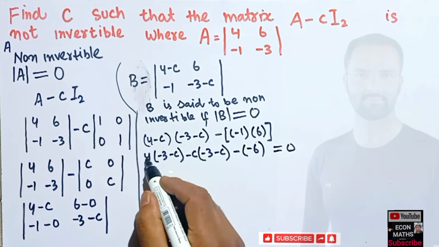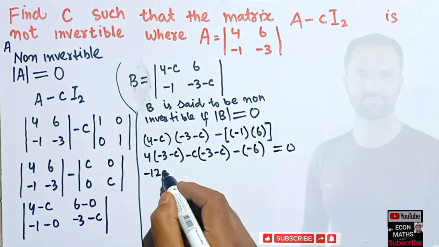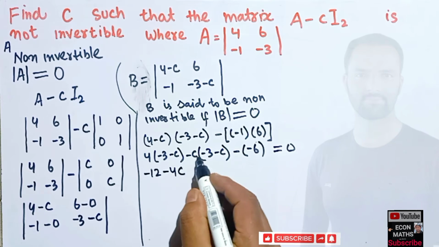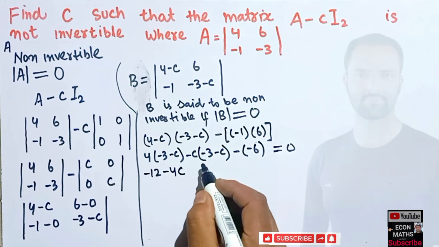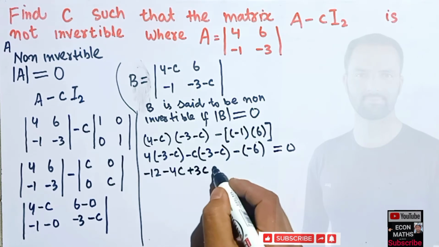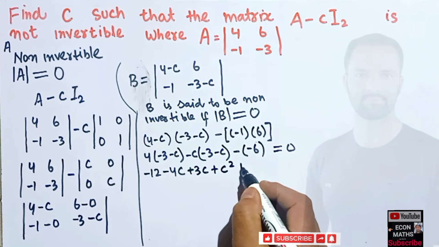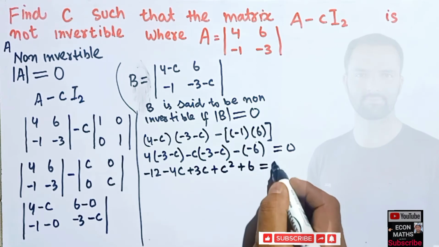Sorry. Now we have 4 into -3 is -12. 4 into minus c is -4c. We have minus c into minus 3, so minus minus is plus, so we have plus 3c. Minus c into minus c is plus c square, and minus into minus is plus 6. Okay, and it should be equal to 0.